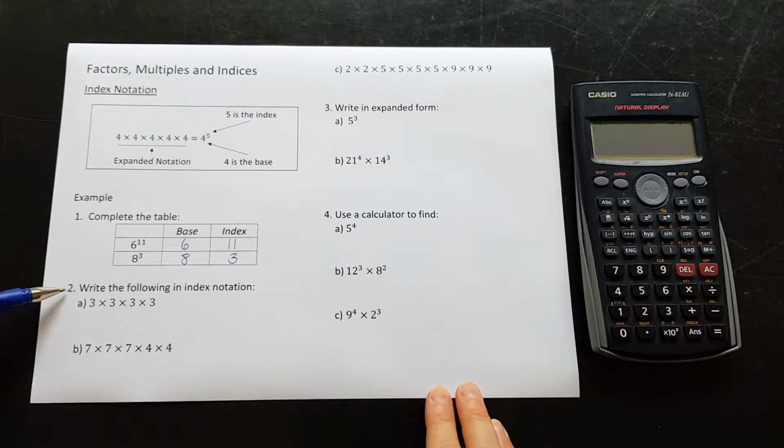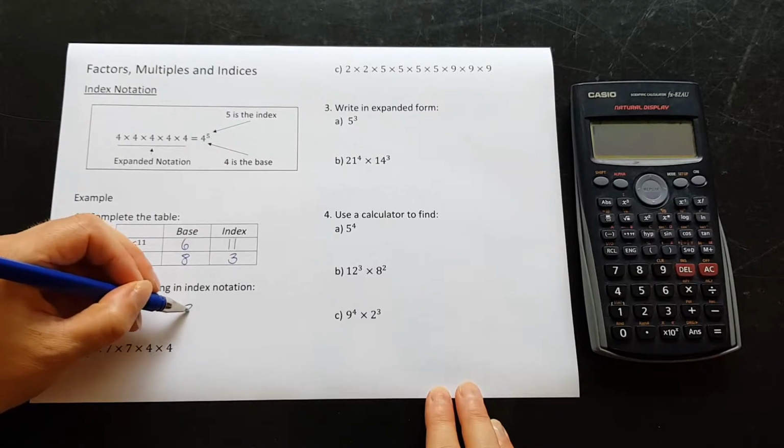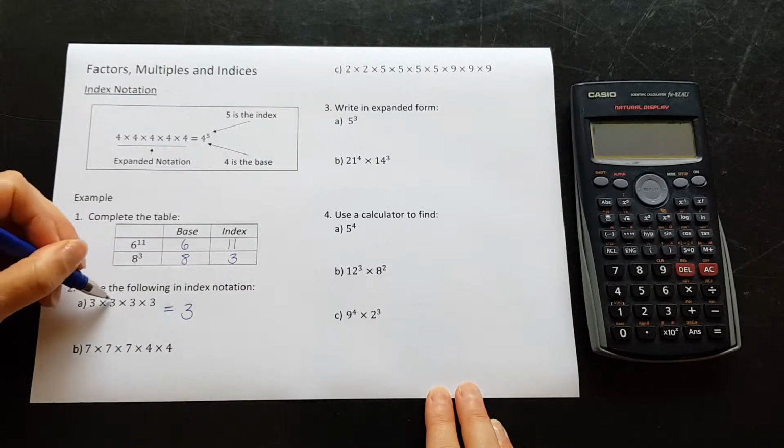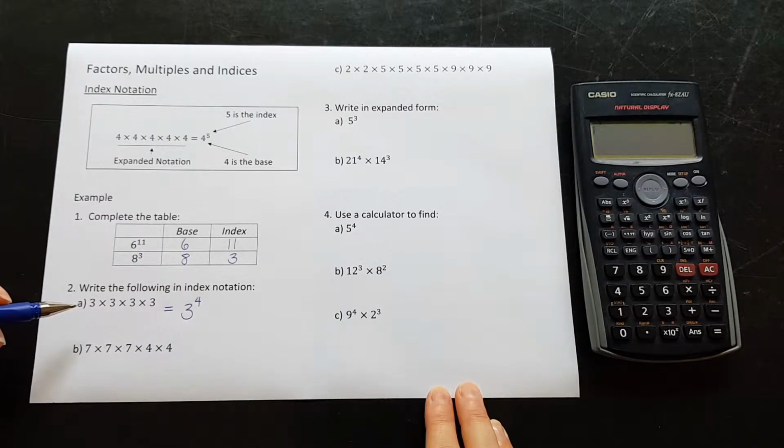Let's go to question 2. Write the following in index notation. So we have expanded form here. 3 times 3 times 3 times 3. 3 is the base number, and it's multiplied by itself 4 times, so that will be the index.